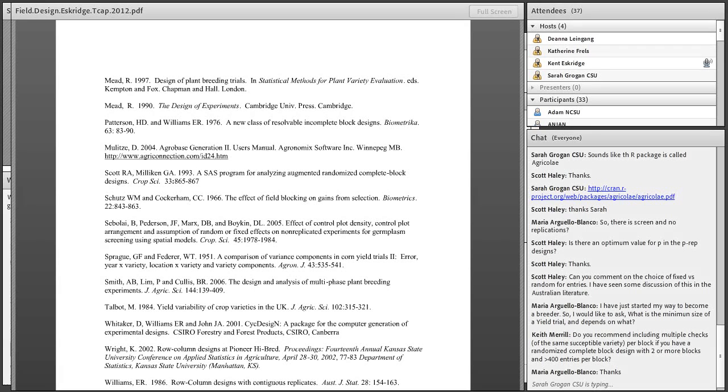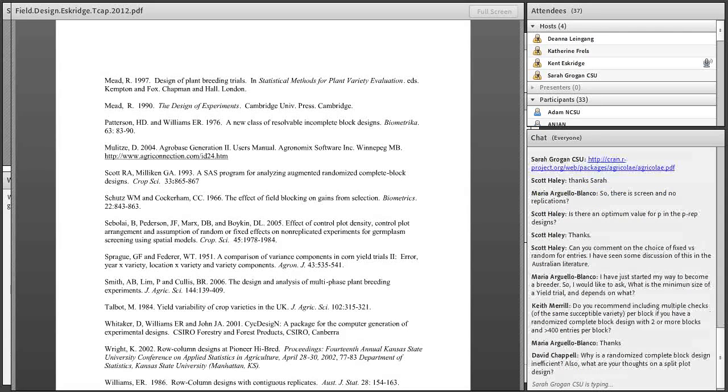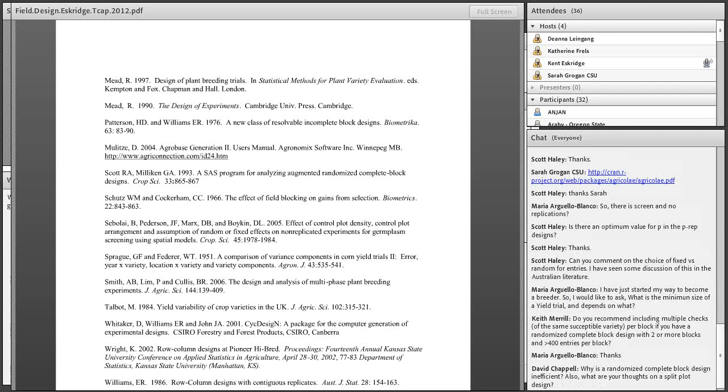But if you've got 400 entries per block, you better have at least a few checks in there. But it depends on the plot size. 400 entries per block is too large. I'd worry more about getting the block size smaller than that. At least a couple for Federer's augmented designs. He generally assumed you have to have at least 2 checks, and often more than that.